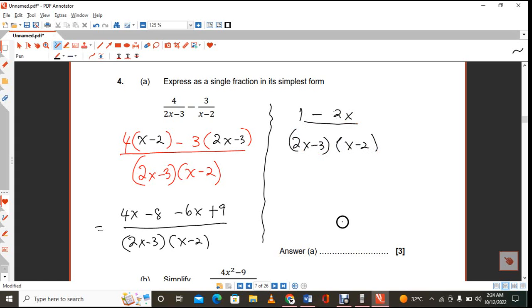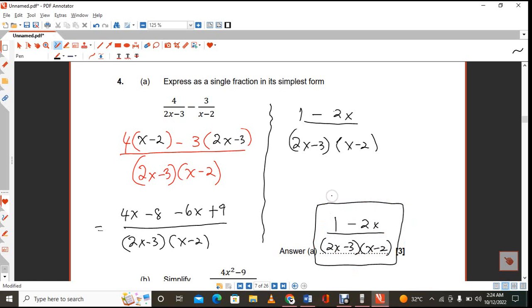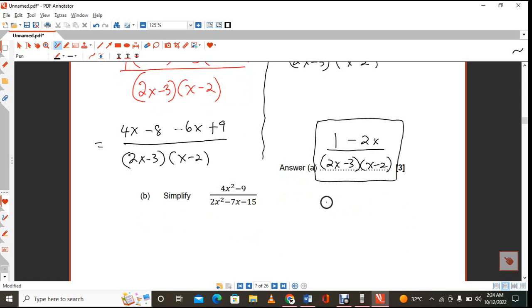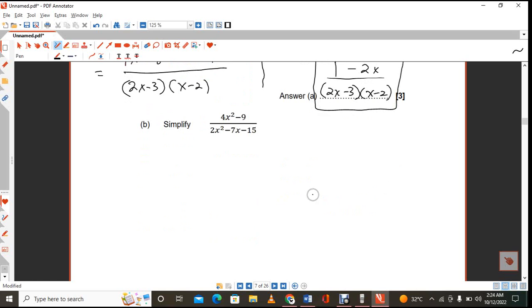Okay, so all of this comes over 2x minus 3 and x minus 2. So our final answer will be 1 minus 2x over 2x minus 3, x minus 2. I saw that a lot of students are going ahead and multiplying out the numerator or the denominator. There's no need for that. Okay. Part B, they say you should simplify.